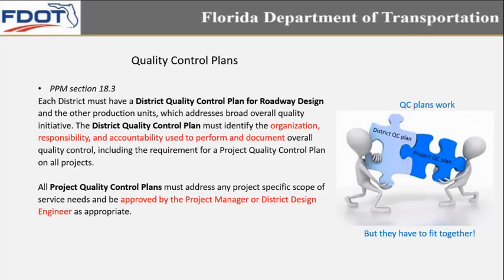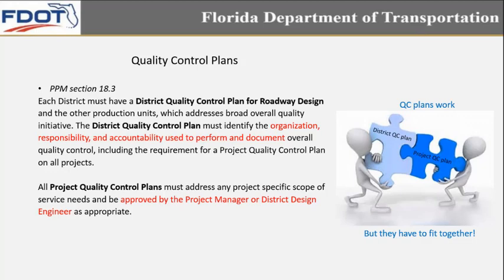And you see that reiterated in this slide here. Again, QC plans work, but they have to fit together. Before you write your project-specific QC plan, know what's in your district QC plan, because the two have to work together. There are sometimes required checklists or required reviews in the district QC plan that they want all projects to follow. Your project QC plan has to fit into that. That's something to think about with the district QC plan. You don't want it always to be too rigid. Also, it should leave enough room for the project QC plan to adjust to the specific project needs.